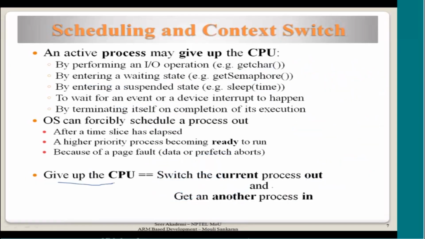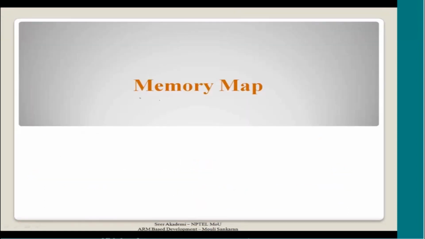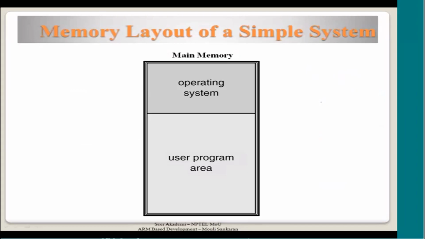So when we say give up the CPU, what does it mean? Switch the current process out and get another process in. That is the job of the OS. So this is a different scheduling concept. I will just give a high level overview of the OS. Now let us go into more detail on what is required for us in the MPU.